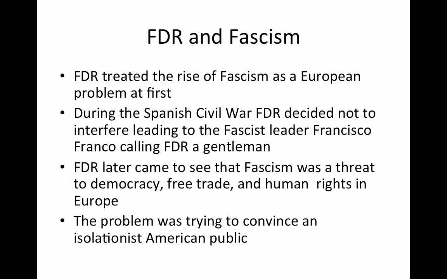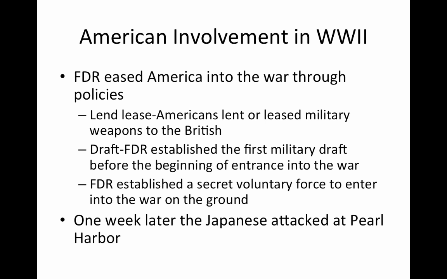FDR later came to see what a mistake this had been, and that fascism really was a threat to democracy, free trade, and human rights. So now his big problem was how he was going to convince an isolationist American public to see the threat. What FDR realized by 1940 was that we had to get involved. He just didn't know quite at this point how he was going to get the American public to buy into this. And so what he did was he began to get us in slowly.